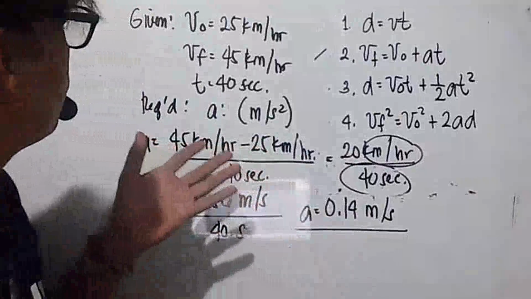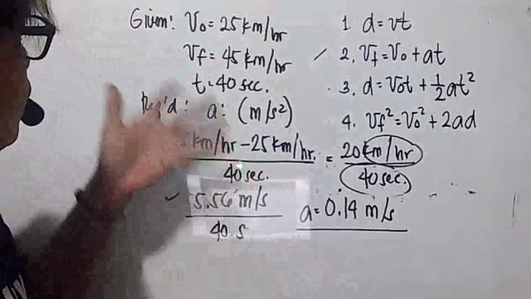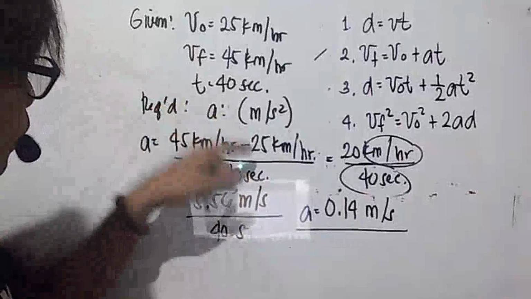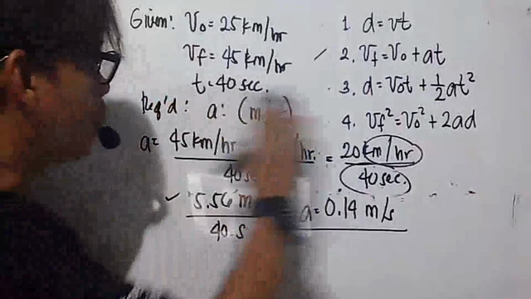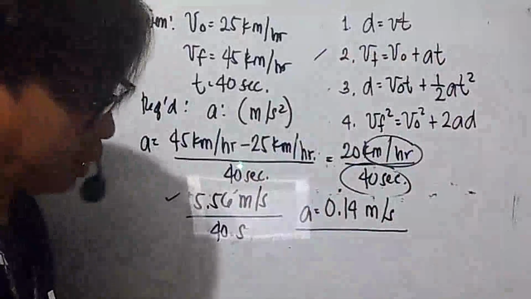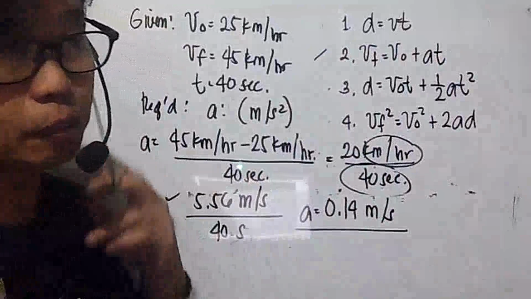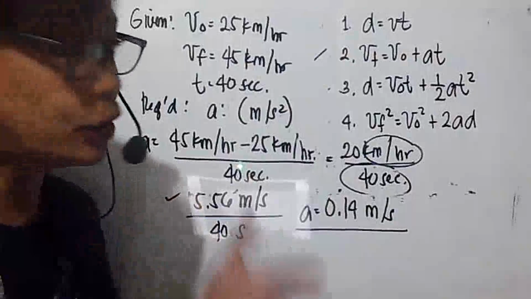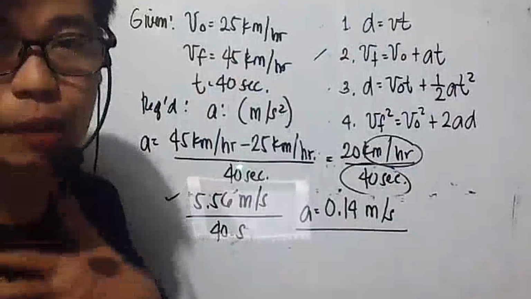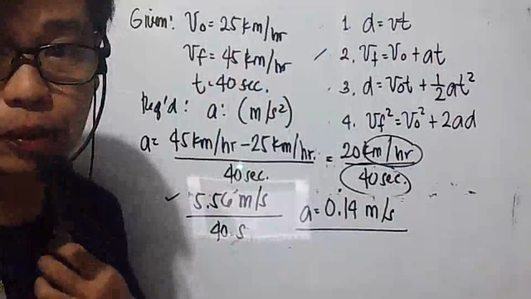So I repeat the problem. You're given your initial velocity and your final velocity, and you're given the time. You're looking for the acceleration. So there's no problem. We're going to use the second equation again. But in this case, it is looking for the acceleration in meters per second squared. Now you're given the unit of kilometer per hour, so you need to convert kilometer per hour into meters per second.